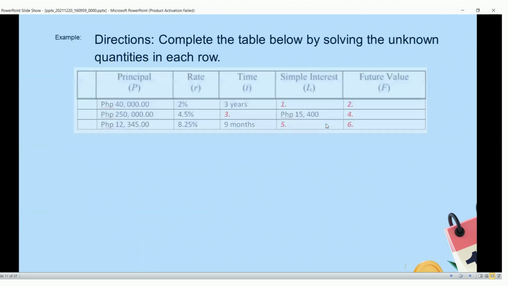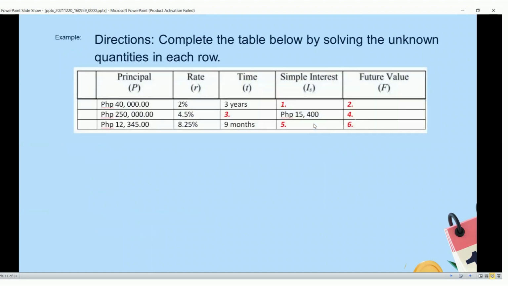So, next, sa ating number 3 and number 4 naman, time ang hinahanap sa number 3 and sa 4, future value ulit. So, solution, ang given natin, P is 250,000 pesos. Ang ating R, 4.5%. Move natin ng 2 beses ang decimal point sa left. Magkakaroon tayo ng 0.045. Ang time natin ay nawawala. Ang I natin ay 15,400 pesos.